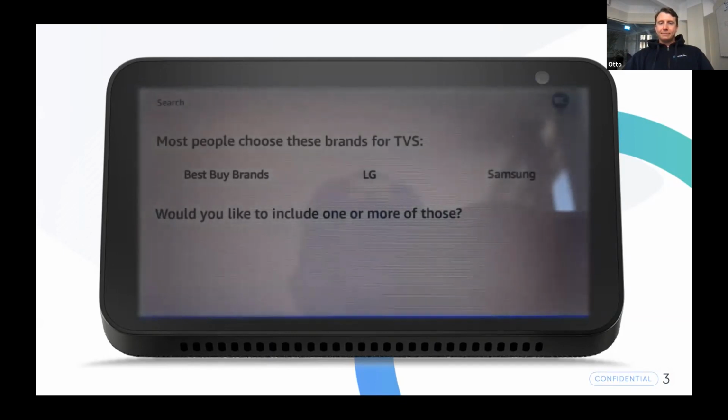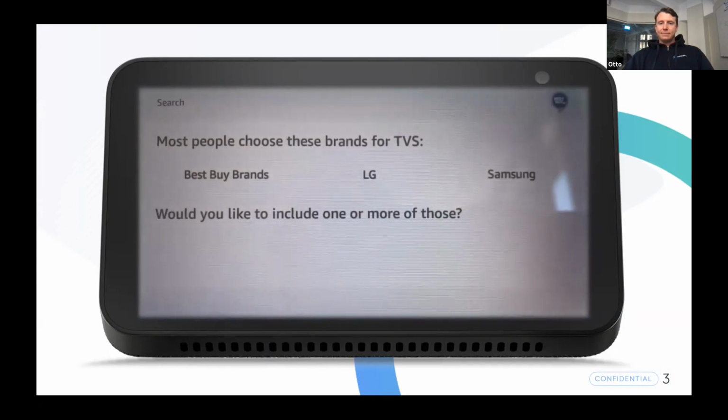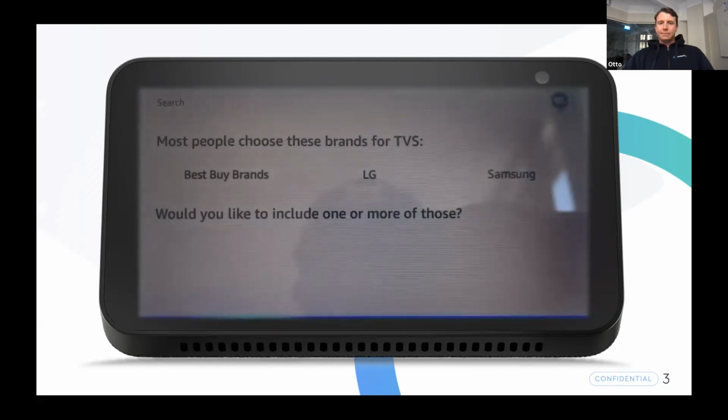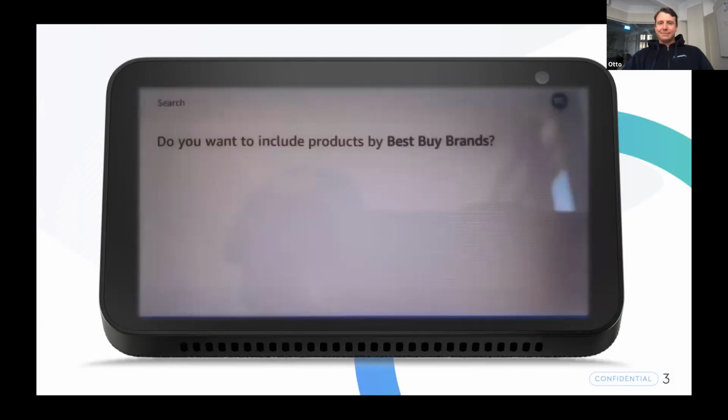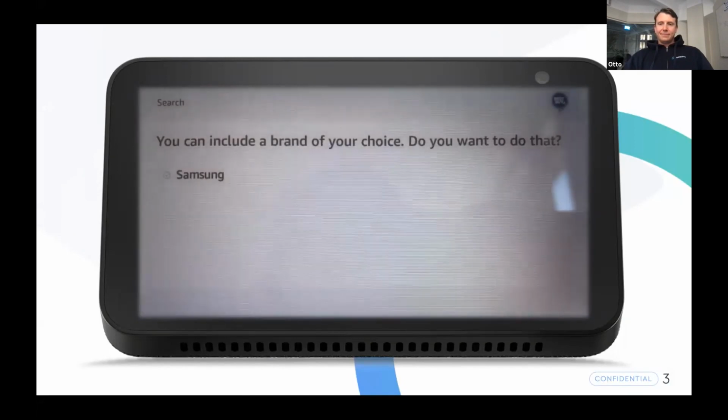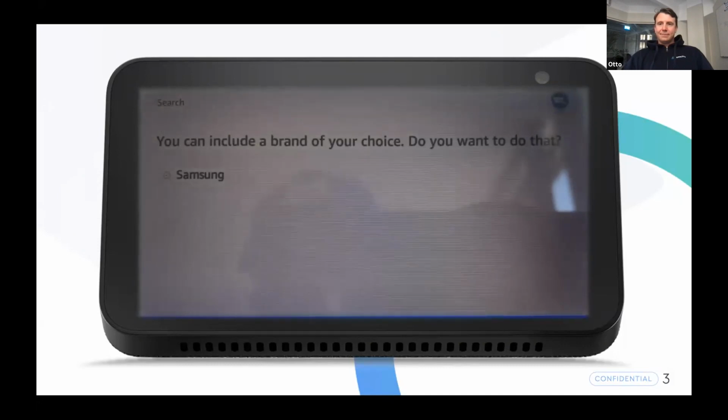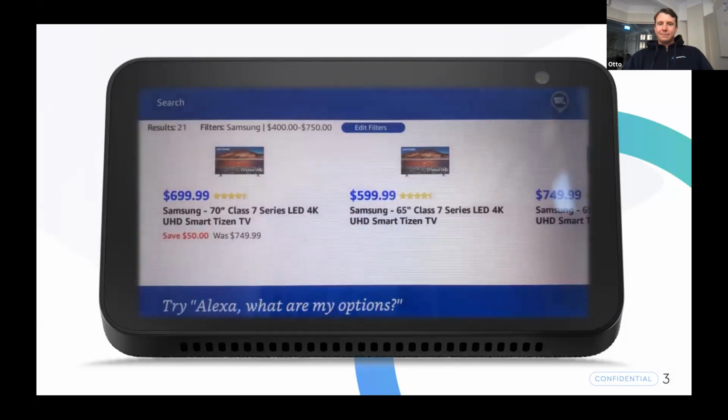Samsung. Okay, now let's narrow by brand. Would you like to include one or more of those? One. Okay. Now let's narrow by brand. Would you like to include one or more of those? Yes. Do you want to include products by Best Buy brands? Oh my God. No. Do you want to include products by LG? No. Do you want to include products by Samsung? Yes. You can include a brand of your choice. Do you want to do that? No. You now have 21 results for TVs by the brands, Samsung, and between $400 and $750.